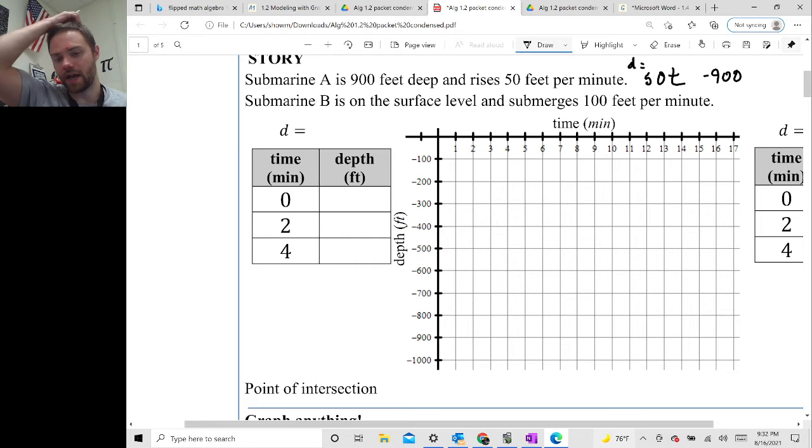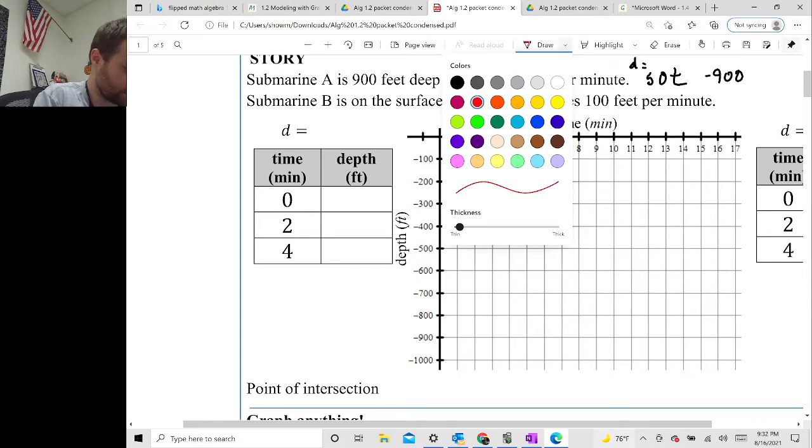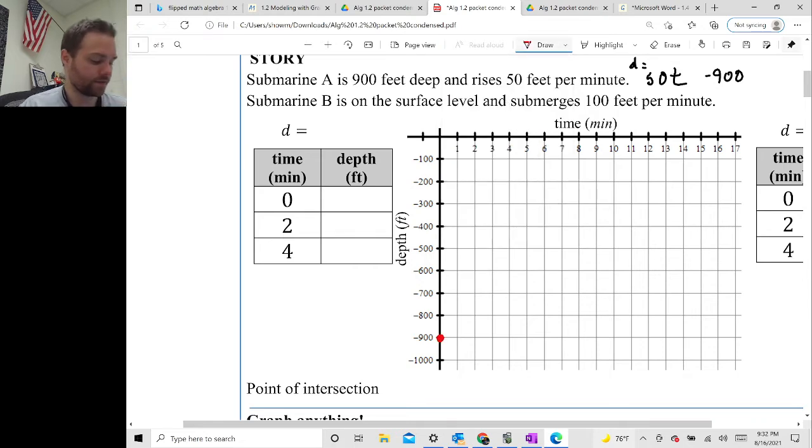What you'll take a look at is some of those equations where we were modeling graphs. This is going to kind of come in handy. I know that the y-intercept is negative 900. I'm going to draw this in red. So this is negative 900. And every minute, I'm going to raise 50, okay? So at 1 minute, I'm going to be 50 up, and then at 2 minutes, I'm going to be at negative 800. So every 2 minutes, I'm up 100 feet.